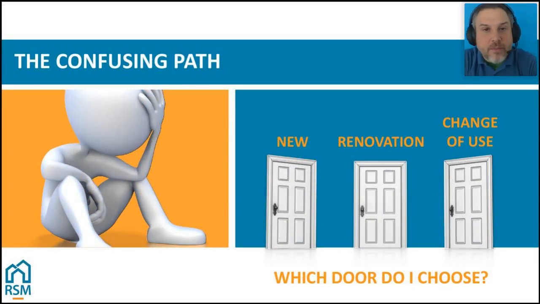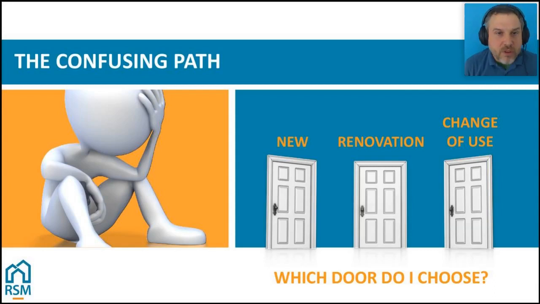The confusing path always is with part 10 and 11, especially in part 11, is how do I apply the building code for a particular project? And it can get very confusing. Do I apply new product or new code provisions to this particular project, even though it's an existing building?